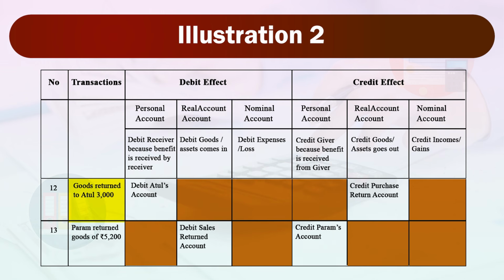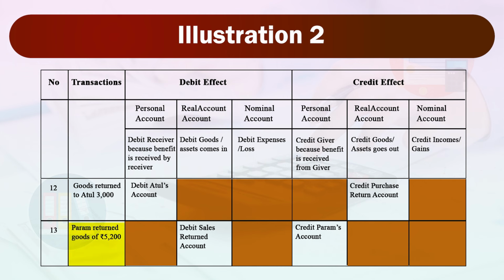Next is goods returned to Atul rupees 3,000. Here we are returning goods to the Atul. So, Atul is the receiver. So, Atul's account will be debited, and as we are returning goods, goods goes out of the business. So, purchase return account will be credited.